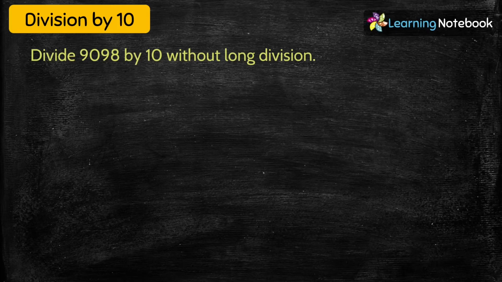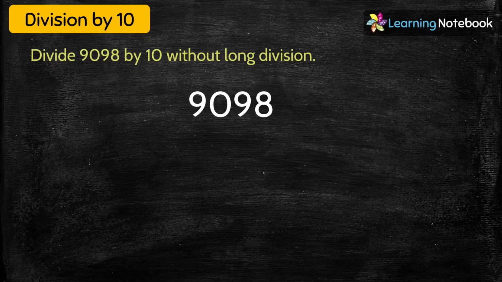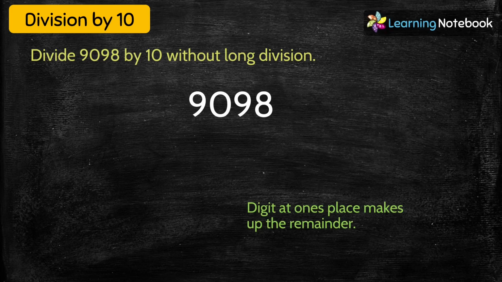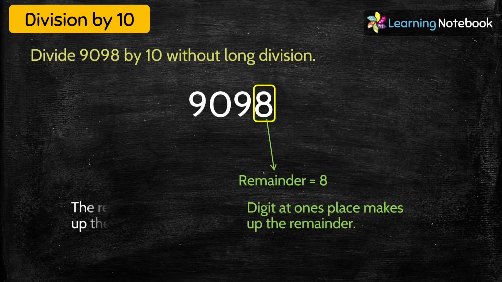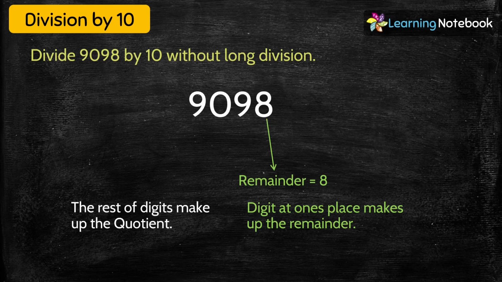In the same way, let's solve one more question. We have to divide the number 9098 by 10, again without long division. As we know, the digit at one's place will be the remainder. So here, the digit at one's place is 8. So 8 is the remainder. And the rest of the digits, they will make the quotient. So 909 is the quotient here.